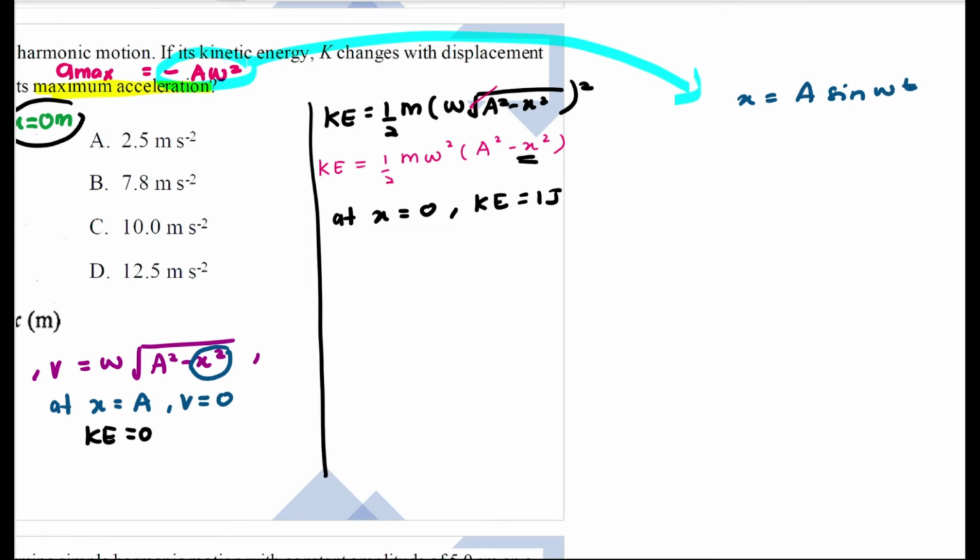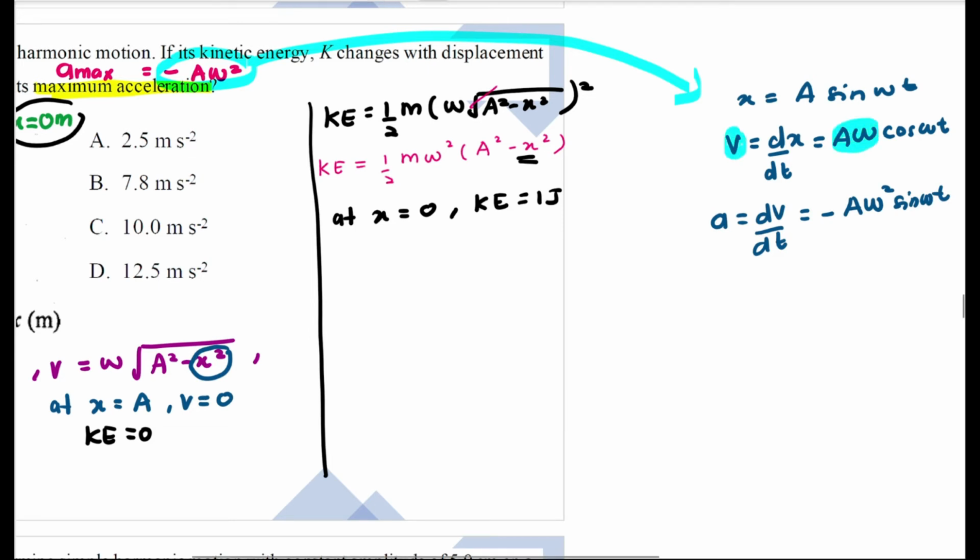Okay, equation for displacement. V is equal to differentiate X, dx/dt, you will get A omega cos omega T. Differentiate V, you will get negative A omega squared sin omega T. So if this is V, this is maximum V. If this is A, this is the value of maximum acceleration. This is the equation of A maximum.